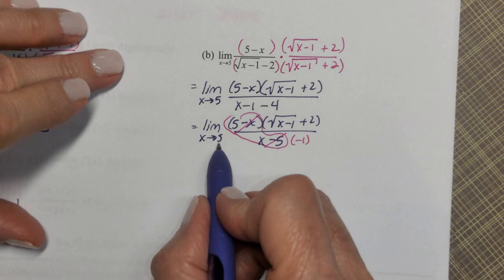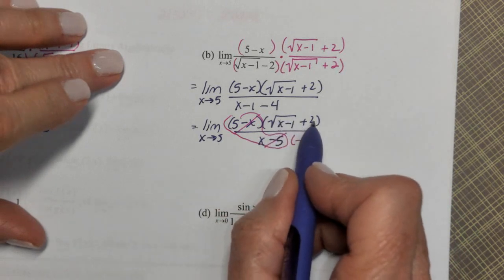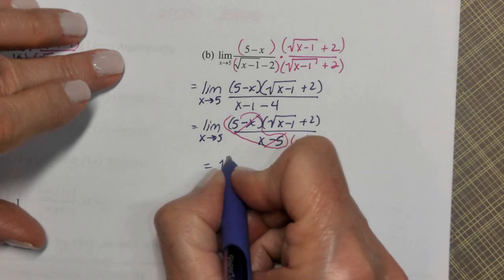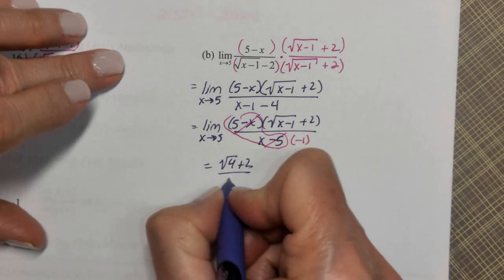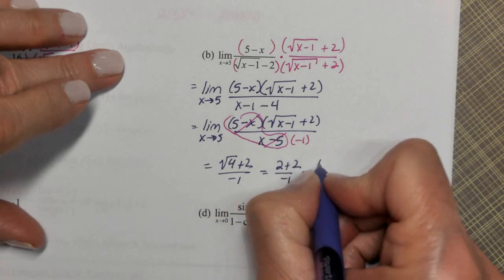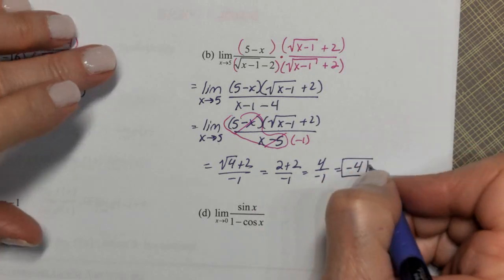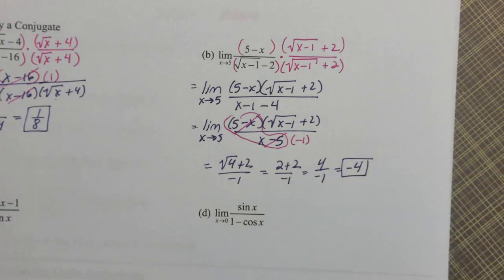Right? Plug 5 into your remaining x. You're going to have the square root of 4 plus 2 over negative 1. That is 2 plus 2 over negative 1, 4 over negative 1. This is negative 4. Okay?